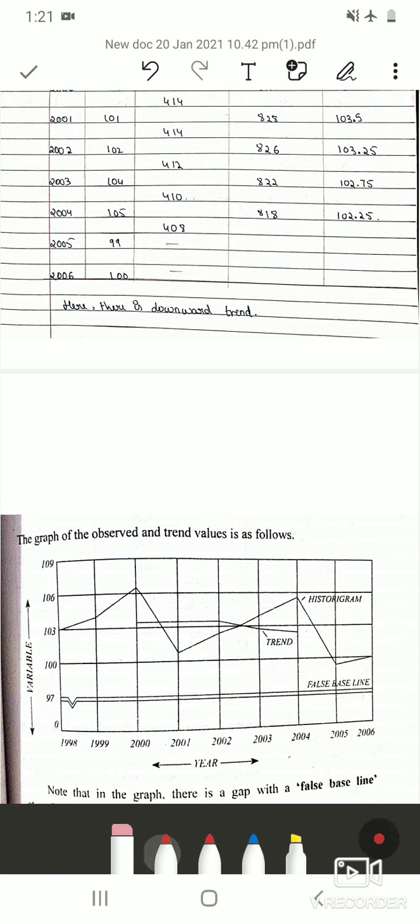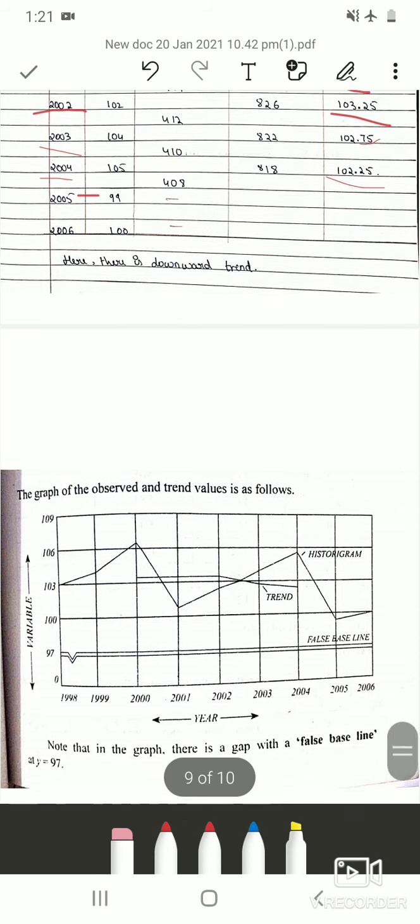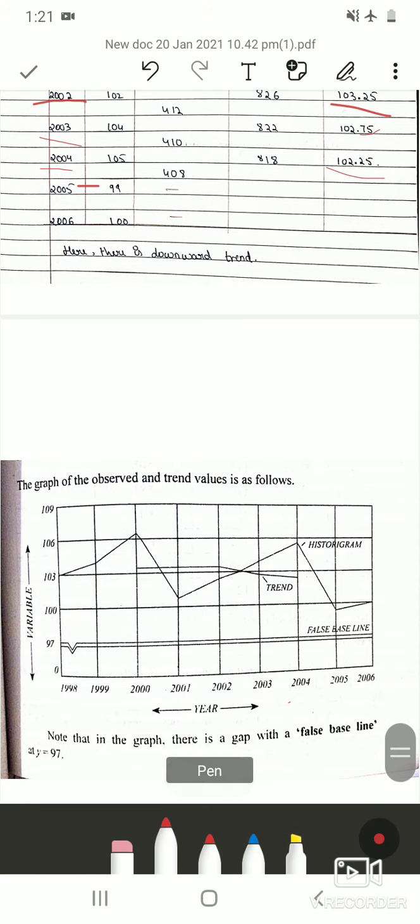Also here you have to make a false baseline, because after 0 we are directly taking 97, and then the difference is 3, which is not even. Therefore you have to make a false baseline. So this is the graph for observed as well as trend values.